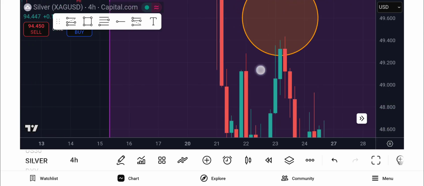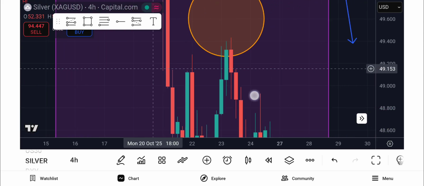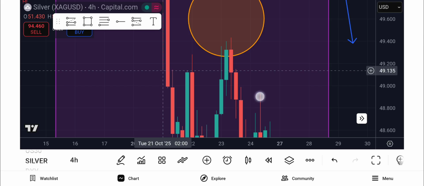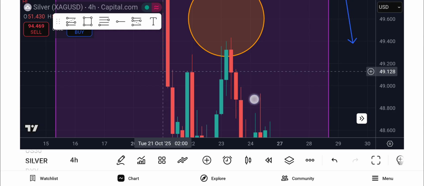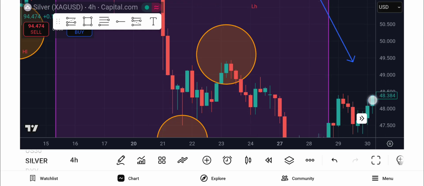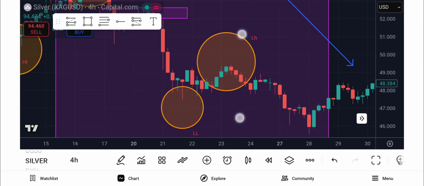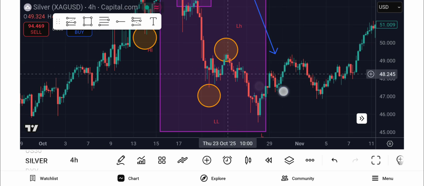now you could use this fair value gap, you could, but you know what, nah, let's not even use that, because as you can see, the wicks touch, so you can't use that.